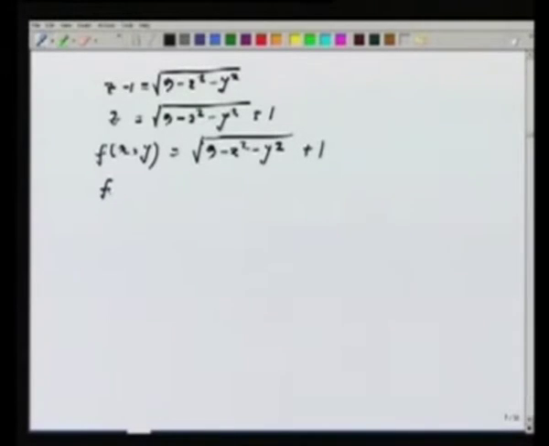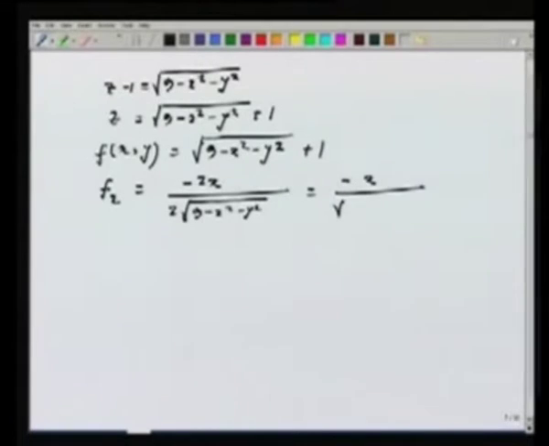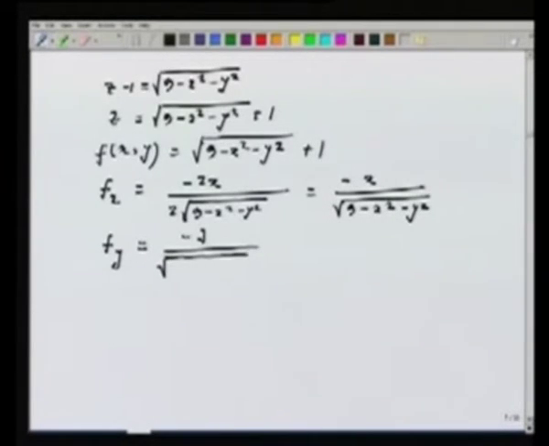So what is fx? That means I have to differentiate. So it is minus twice x divided by twice square root of 9 minus x square minus y square. That is minus x divided by square root of 9 minus x square minus y square. Similarly fy is minus y divided by square root of 9 minus x square minus y square.